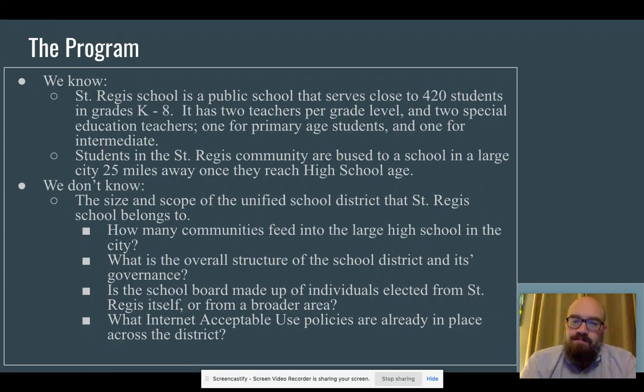What we don't have a lot of information about is the unified school district that St. Regis belongs to. We don't know how many communities feed into the large high school in the city. We don't know the overall structure of the school district and its governance. We don't know how many community members in St. Regis might serve on that school board, or is it from a broader area? We also don't know if the district has adopted any internet acceptable use policies.